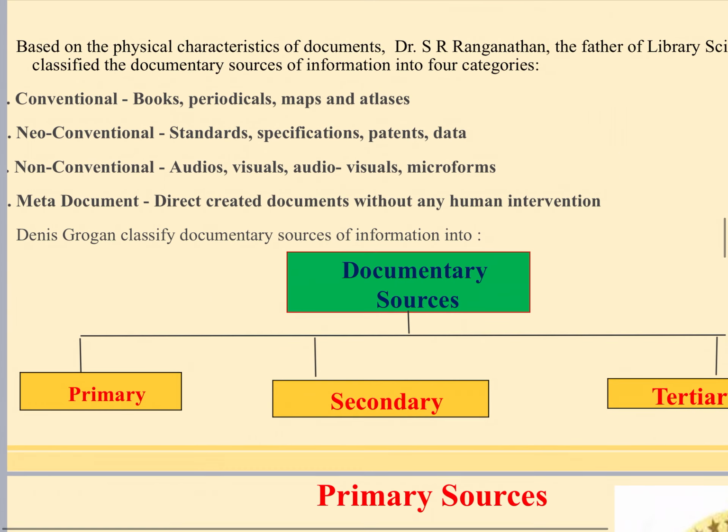In order to understand things better, we need to understand how Professor Ranganathan, the father of library science, classified the documentary sources of information. He classified them into 4 broad categories: conventional, consisting of books, periodicals, maps, and atlases; non-conventional, consisting of standards, specifications, patents, data; neo-conventional, consisting of audio, visual, microforms; and meta documents, consisting of directly created documents without any human intervention.